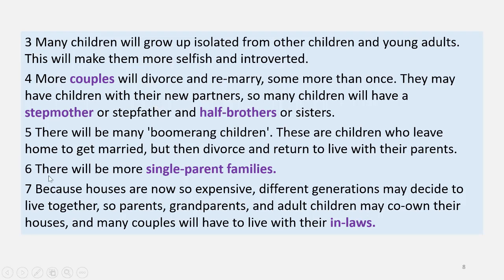Okay, and for prediction number five, there will be many boomerang children. These are children who leave home to get married, but then divorce and return to live with their parents. Yeah, for question number one, it is already happening in some countries. Yeah, it is happening in Vietnam.